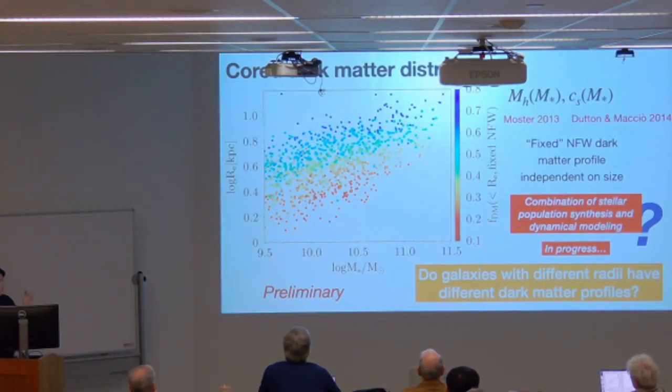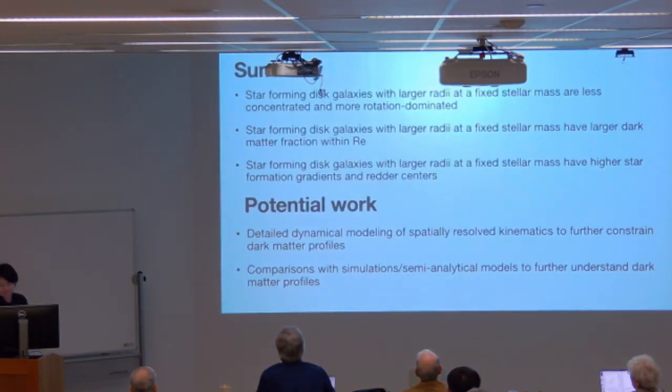Okay, so yeah, this is what I just said. We are still working on this, and we are trying to combine stellar populations and dynamical modeling to further constrain the dark matter distribution of these galaxies. Okay, and this is my summary, and all questions and comments are welcome. Thank you.